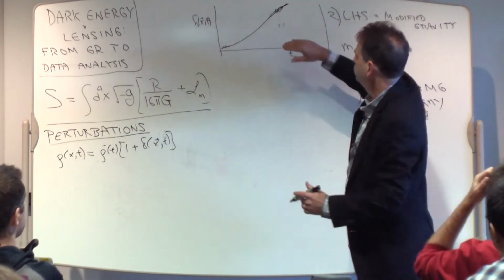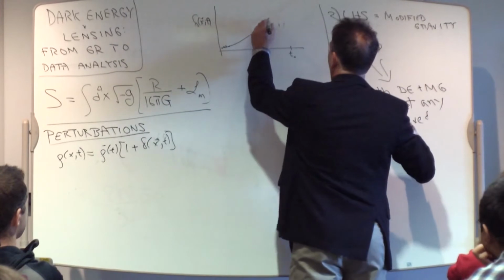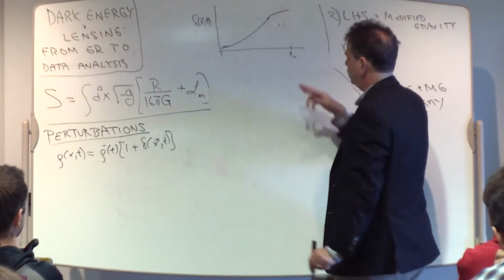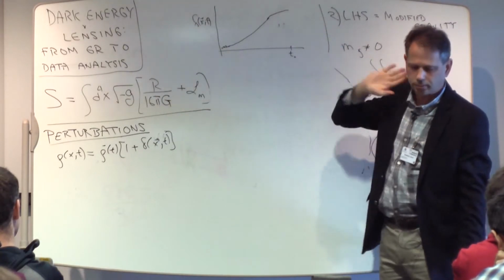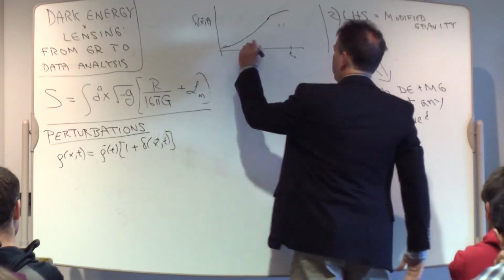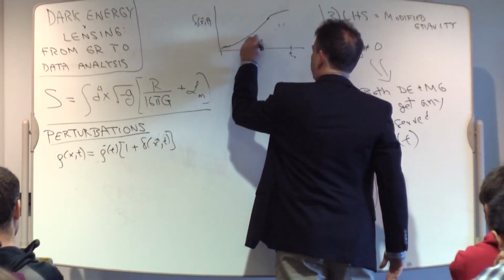So this is supposed to, let me just erase it. This growth function, it's called, kind of turns over at late times because of the acceleration. So this is in a model with general relativity plus dark energy.